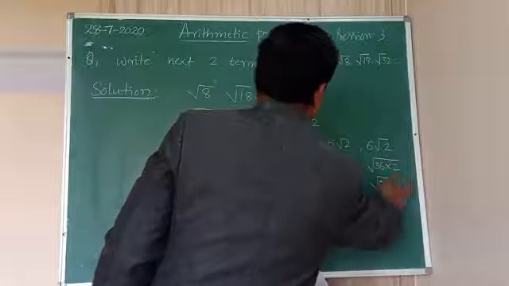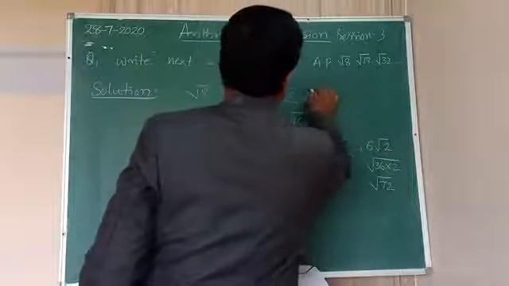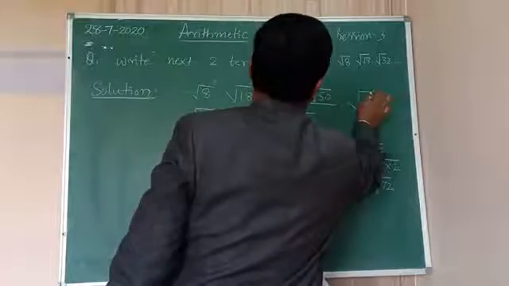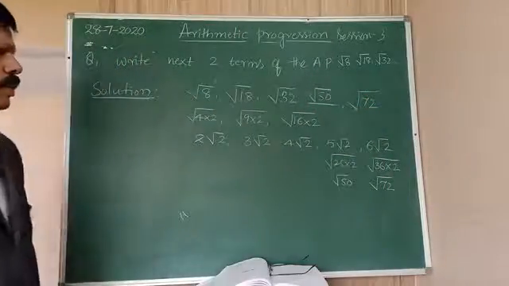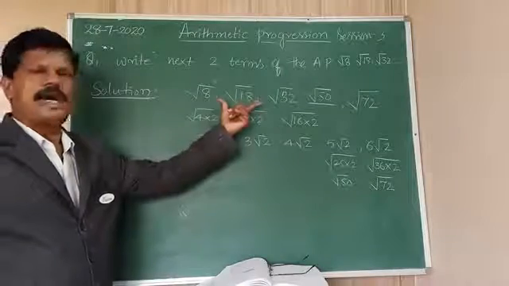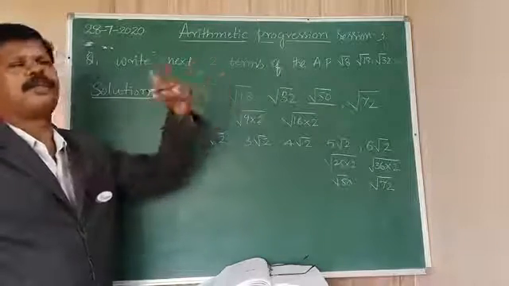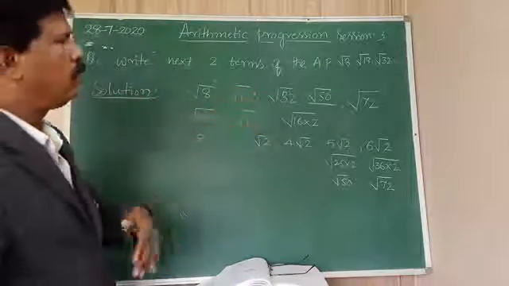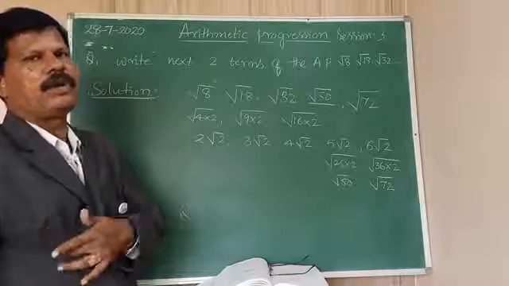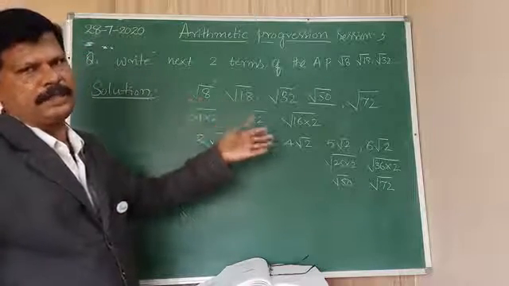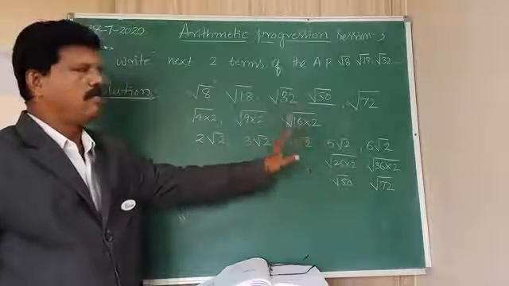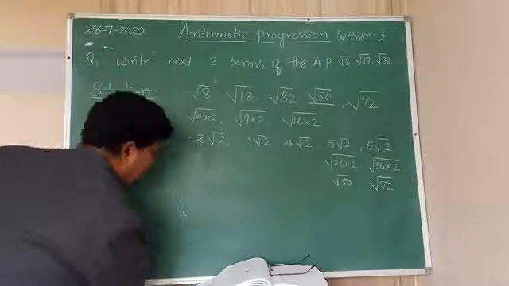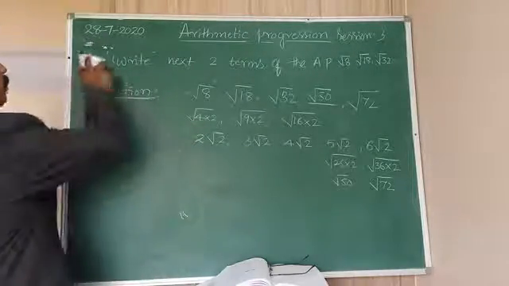Then it becomes 72. So the next two terms are root 50 and root 72. Clear? So this is the answer. If you want the next 4 terms, then root 50, root 72, then square root of 128 and square root of 162 like that. Clear? So this is the way of finding the missing terms. Now the next question.